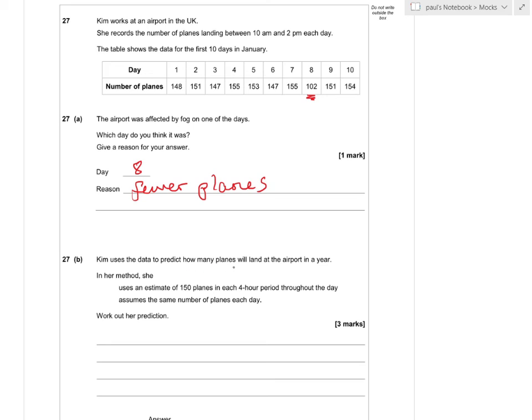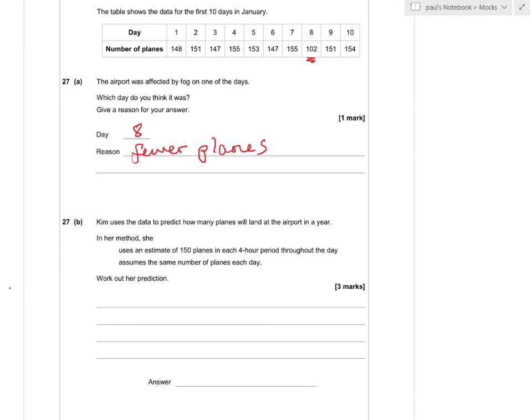Kim used the data to predict how many planes will land at the airport in a year. In her method, she uses an estimate of 150 planes in each 4-hour period throughout the day. It assumes the same number of planes each day.